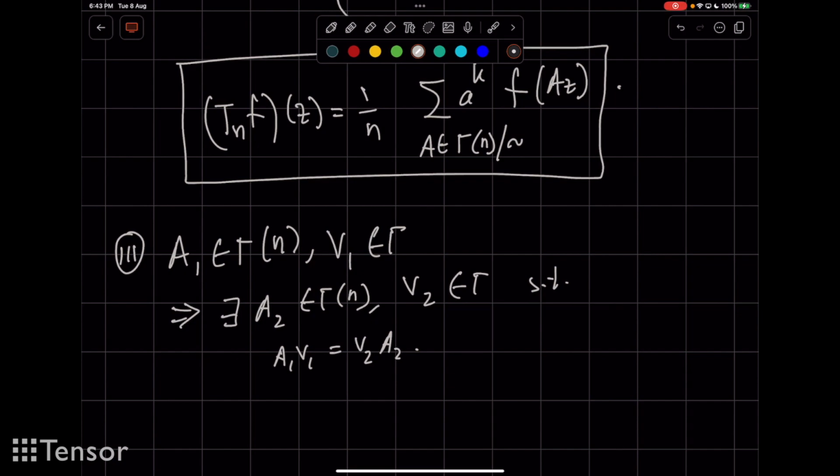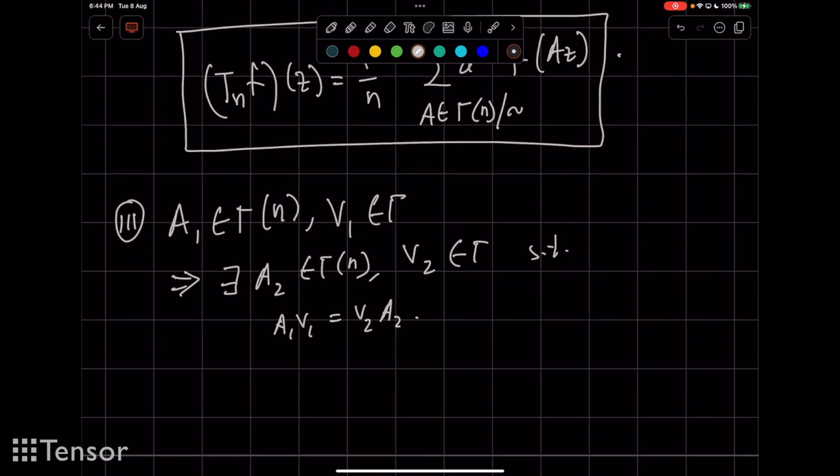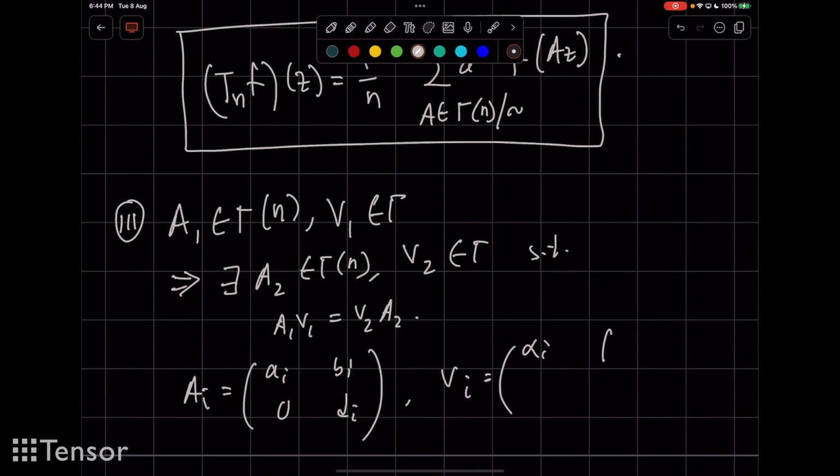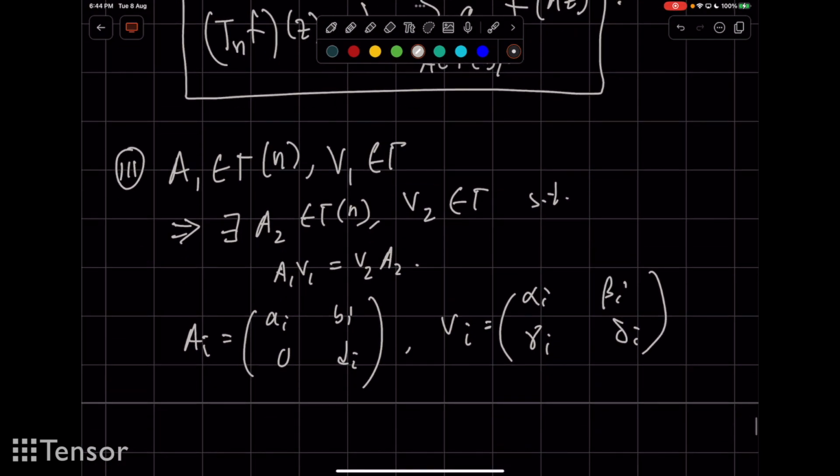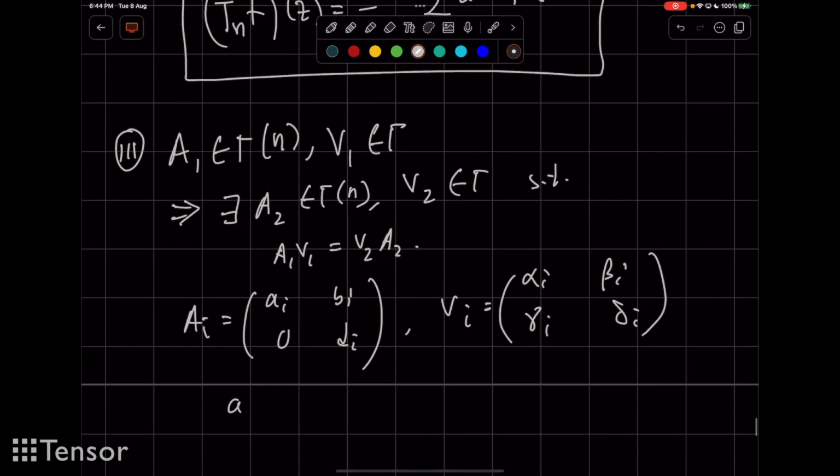And there is actually a second part to this third part. That is, let's say A_i is equal to (a_i, b_i; 0, d_i). So if these A1 and A2 are the good-looking representatives we like, and also let's say V_i is (alpha_i, beta_i; gamma_i, delta_i). Then a1 times (gamma_2 z plus delta_2) is equal to a2 times (gamma_1 z plus delta_1).